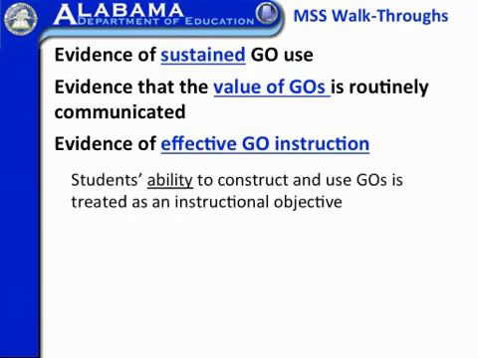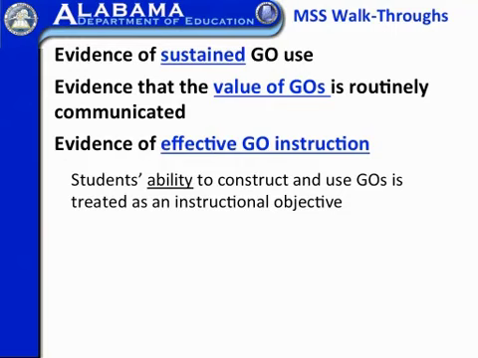Another key thing here is that students' ability to construct and use the graphic organizer is treated as an instructional objective. This is really important. In other words, we're saying that learning how to use a graphic organizer is part of the curriculum that we expect students to learn.